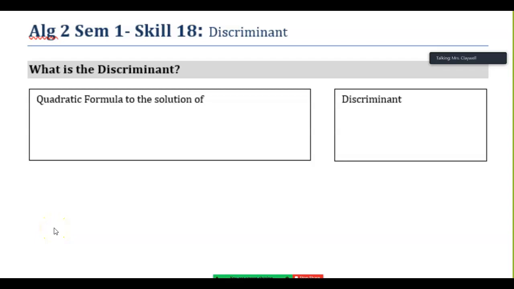We're going to be doing skill 18 today, which is using the discriminant.